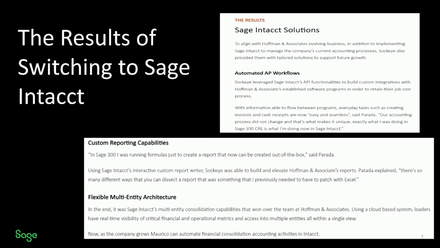And so the results, there were many things that kind of yielded itself when they made the switch to Sage Intacct, and efficiencies and things of that nature. But the main things that they highlighted were they had more automated AP workflows, they had stronger custom reporting capability and being able to kind of slice and dice data as they needed on the fly, along with the very flexible multi-entity structure that is provided within the Sage Intacct platform, again, among many other benefits.